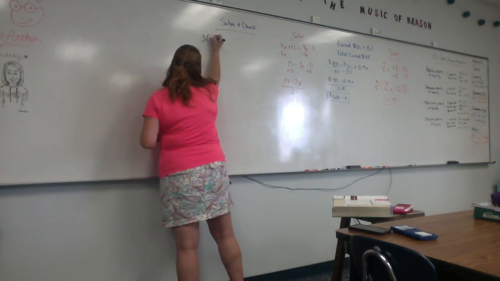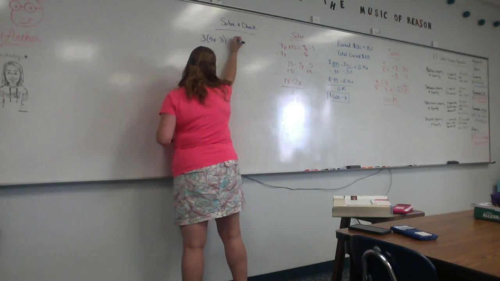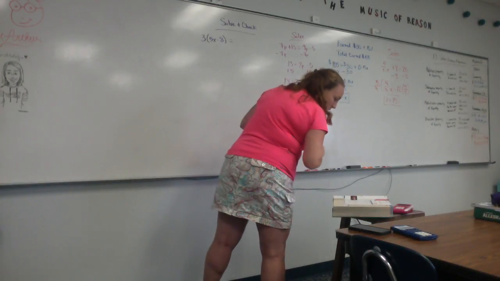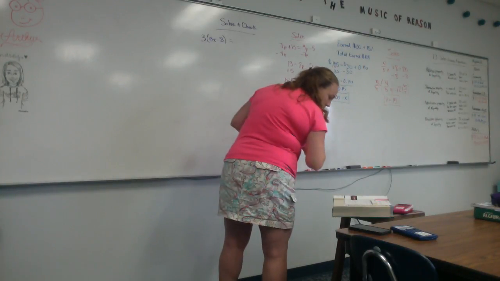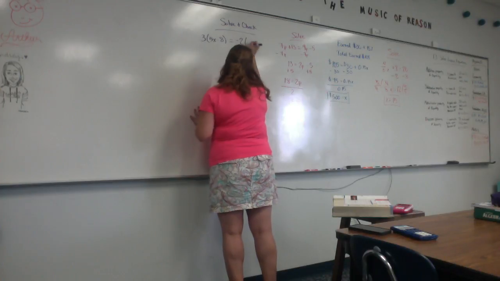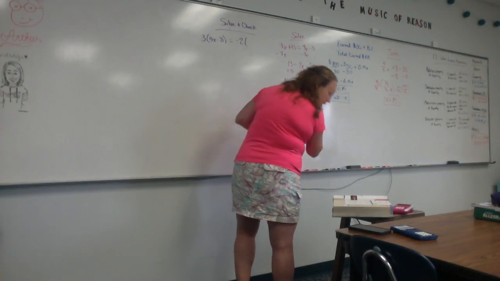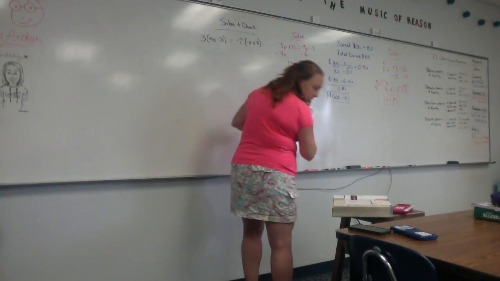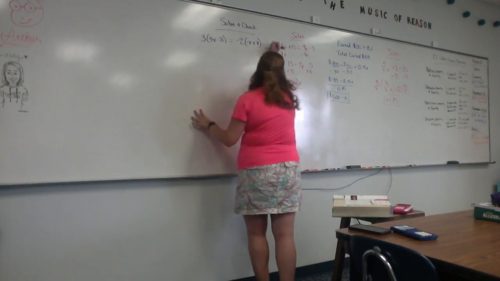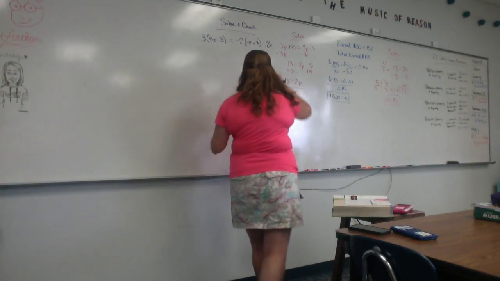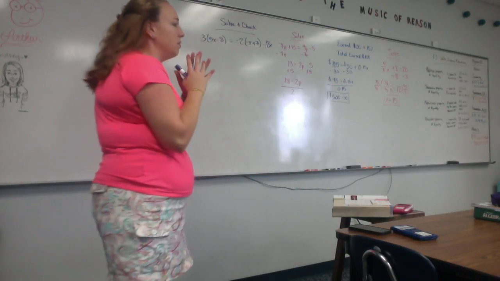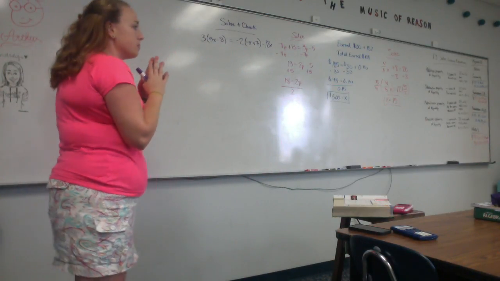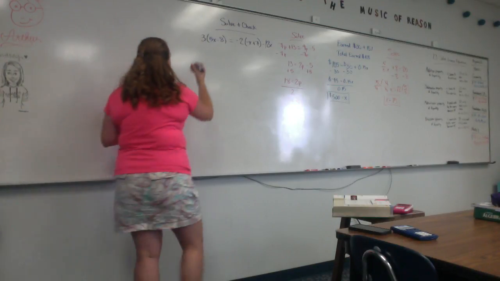3 times 5x minus 8 equals negative 2 times negative x plus 7 minus 12x. Okay. This is a long problem. What are we going to do to start? What do you think we should do to start? Distribute. Good. Okay, let's distribute.